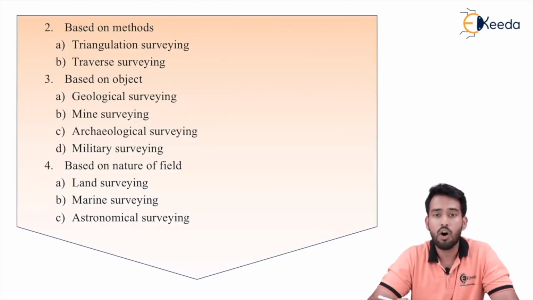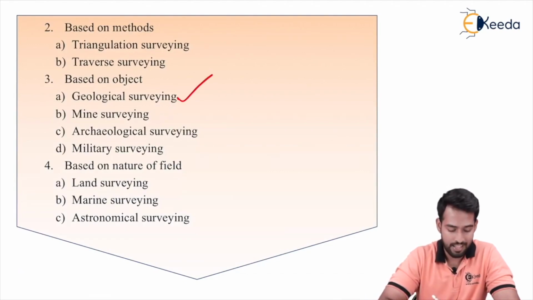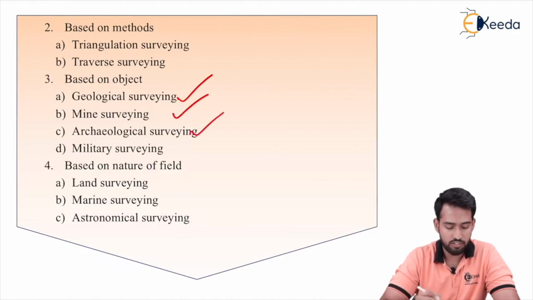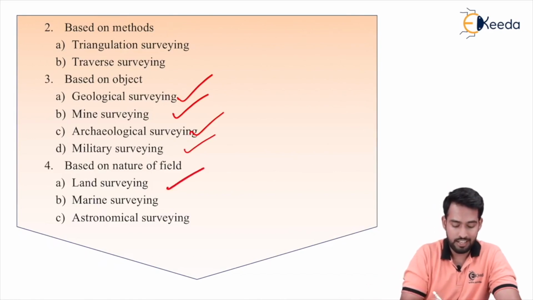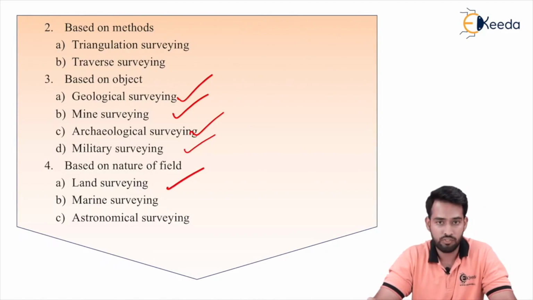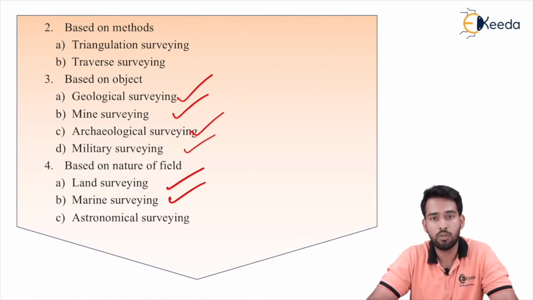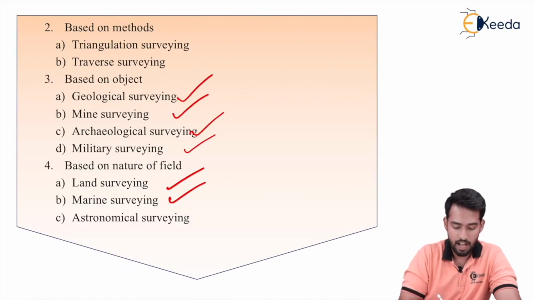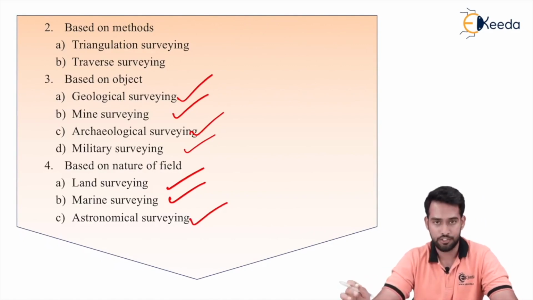Next part is based on object. What are the objects? First is geological survey, then mine survey for mining purpose, then agrological survey, and last is military survey. And then based on the nature of the field where we are doing it. First is land survey on the surface of the earth. Next one is marine survey under or below the water, and astronomical survey in the air. So these are the secondary classifications.